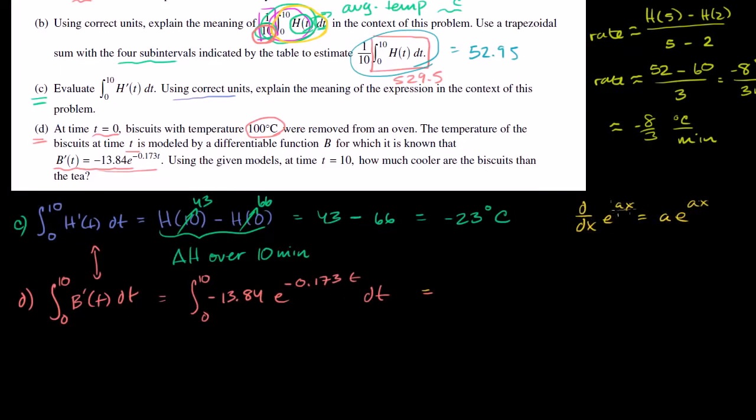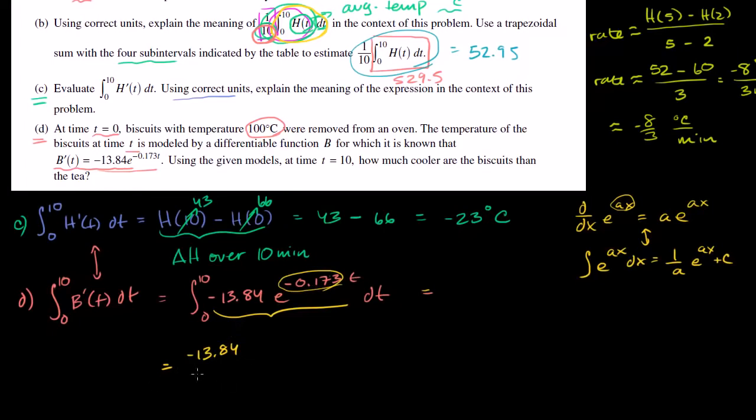Just from the chain rule, the derivative of the inside is just a, and then we multiply that times the derivative of the entire thing, and the derivative of e to the x is just e to the x. Or we could say that the integral of e to the ax dx is equal to 1 over a times e to the ax plus c. And you could take the derivative of this to see that you would get this right over here. So using that same idea, the antiderivative of this over here is going to be the negative 13.84, and we're going to divide by this coefficient on the t right over here.